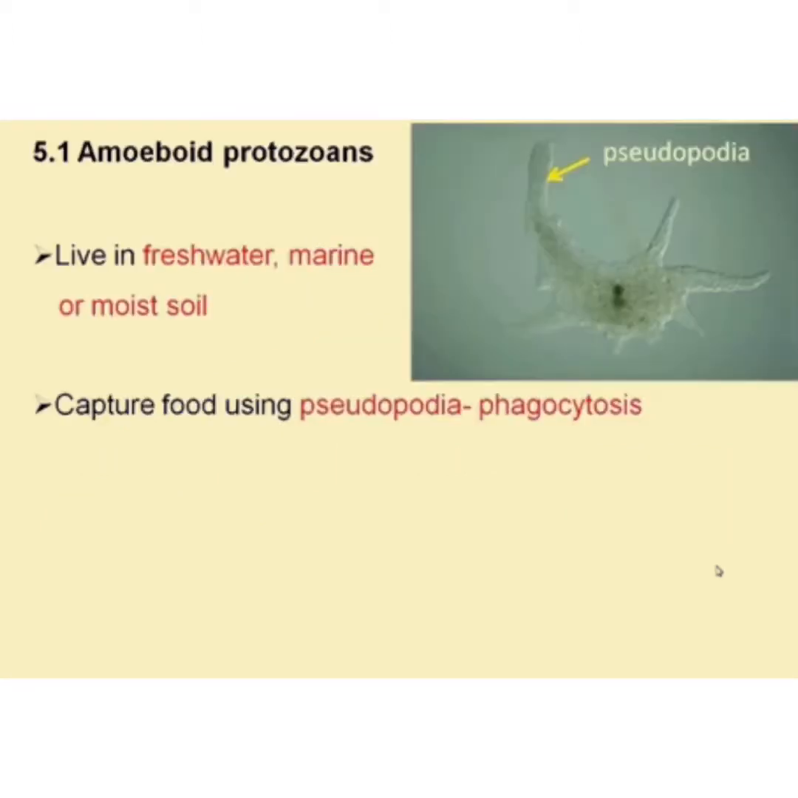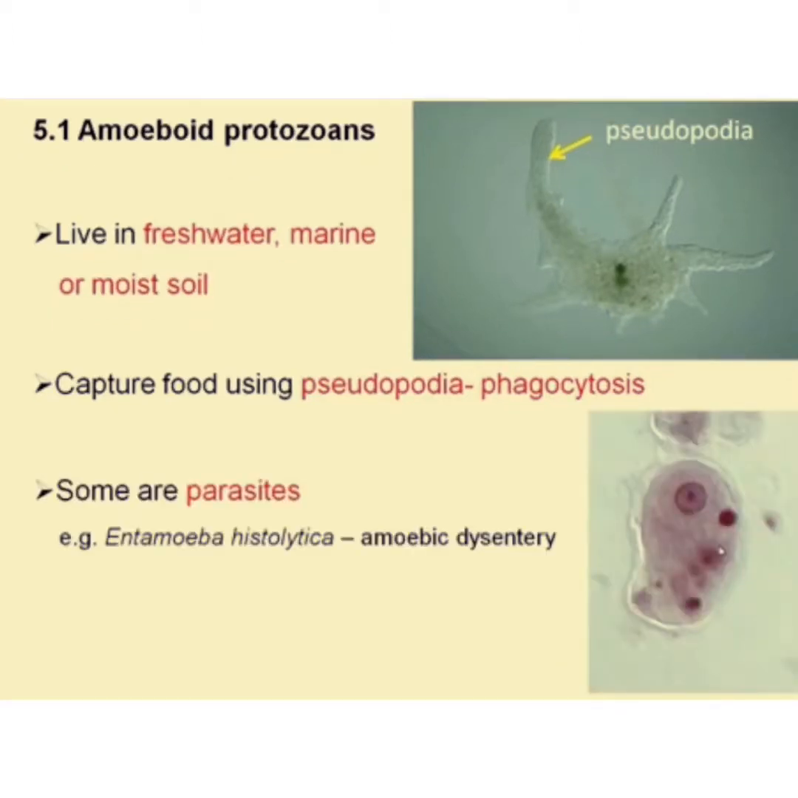First is the amoeboid protozoans. They live in fresh water or marine or in moist soils. They capture food using the pseudopodia. This process of capturing food with the help of the pseudopodia in amoeboid protozoans is known as phagocytosis. Some are parasites in nature, like Entamoeba histolytica, which causes amoebic dysentery and lives in the small intestine or the large intestine of the human body.